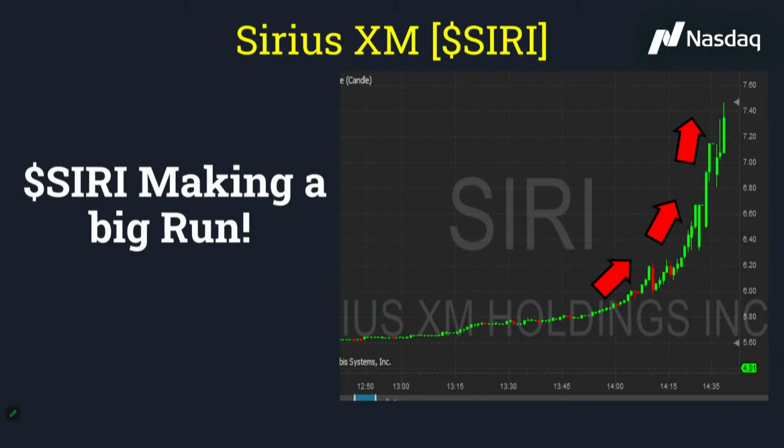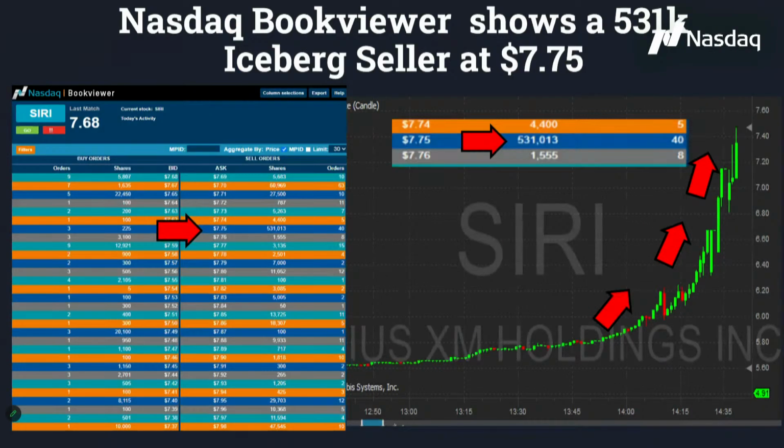Now the thing is this. There's an old saying, whatever goes up comes down twice as fast. When you're trading a stock, you want to know where the big resistance levels are, because you can use the BookViewer not only as a day trader but also as a swing trader. Siri was making a really big run. So the question is, is it going to 7? Is it going to 10? Is it going to 20? Well, when you look at the BookViewer, you've got a 531,000 share seller sitting at $7.75, Jill.